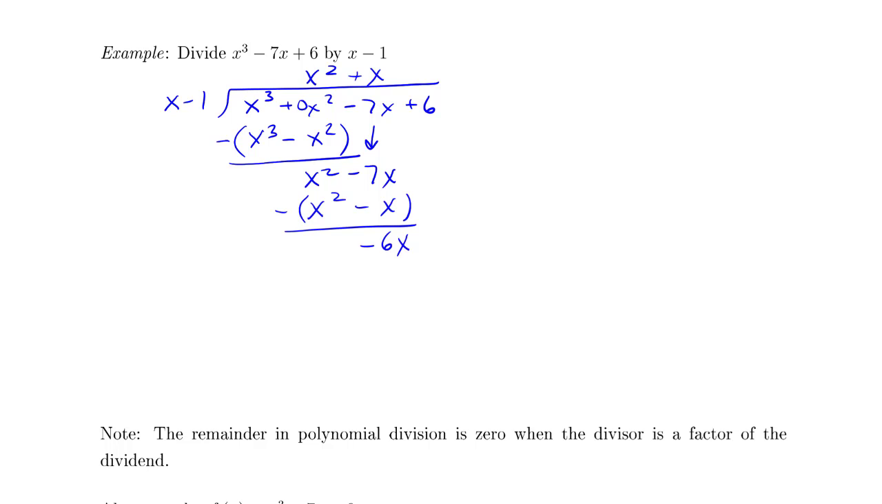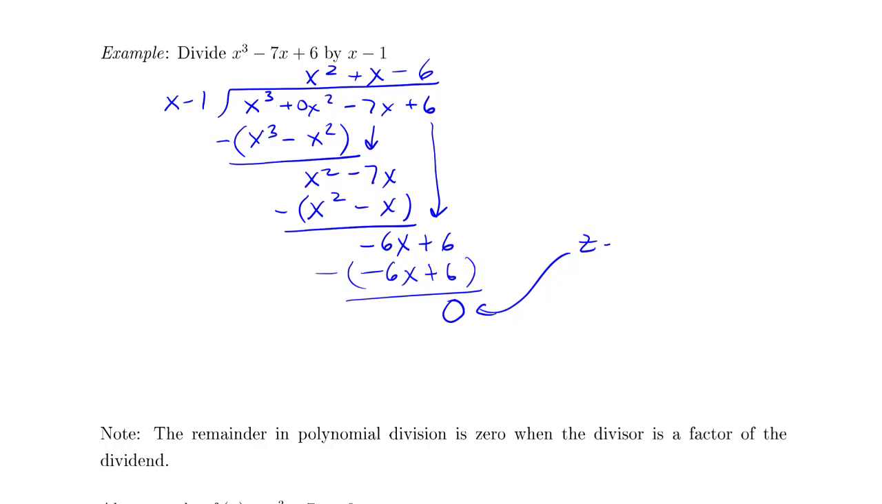Okay, then we need another term. Bring it down. Plus 6. And repeat again. X to minus 6x. I need a minus 6. Minus 6x plus 6, because the minuses cancel. Subtract. And notice this time, not only do the first terms cancel, 6 minus 6 gives me 0. And I'm below my power of the divisor, so this is it. 0 remainder.